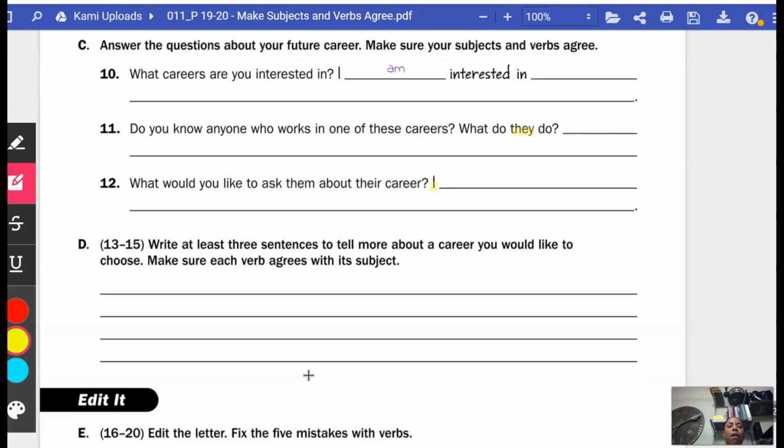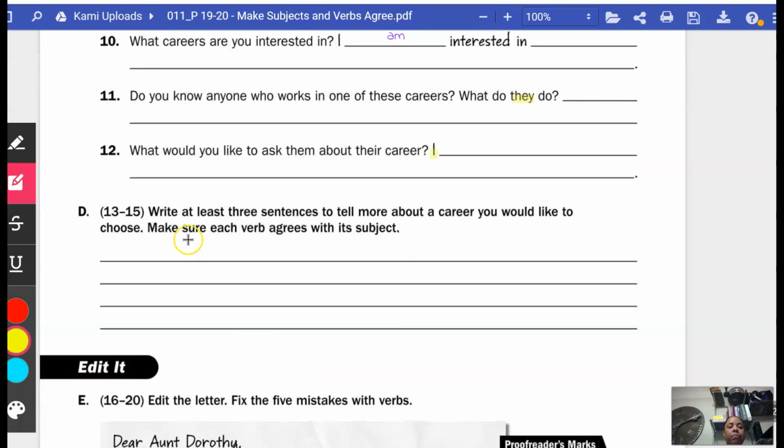Okay. Portion D, write at least 3 sentences to tell more about a career you would like to choose. So notice it says 3 sentences. Okay, so that's what I'm going to be looking for. Make sure you type 3 sentences to tell more about a career you would like to choose. Make sure each verb agrees with its subject. Okay, so if the subject of your sentence is singular, the verb must be singular. If the subject is plural, then the verb must also be plural.